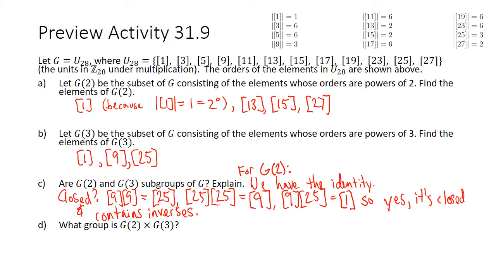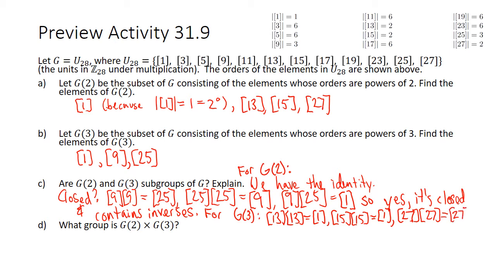So for G of 3, I needed a little more room than this, sorry. 13 times 13 is 1, so that is its own inverse, and then 15 times 15 is also 1, so that is its own inverse as well. And then 27 times 27 is also 1, so we got the inverses, and then I just need to check 3 more things to see if it's closed. Checking the multiples of these against each other. Oops, sorry, that's supposed to say 1.